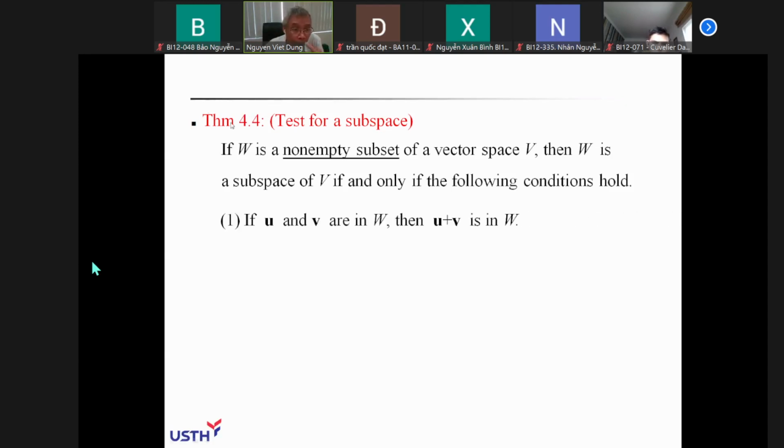So the theorem says that if U and V are in W, the subset, it requires that U plus V is in W. And if U is in W and C is any number, then it requires C times U is still in W. Then the theorem claims that W is a subspace of V if and only if we verify only these two conditions, nothing more.